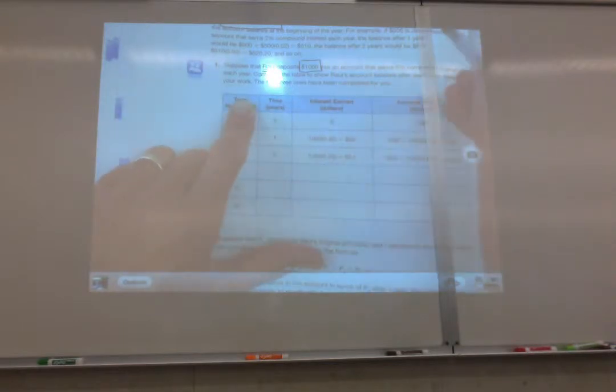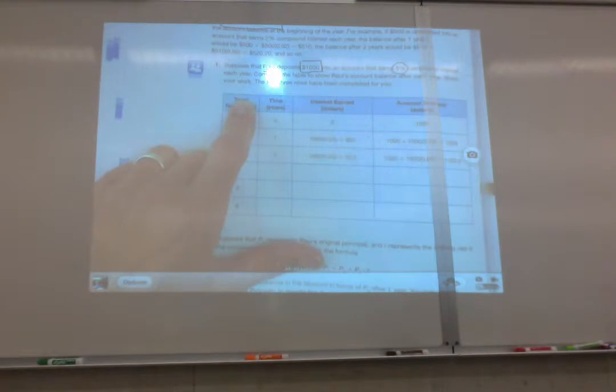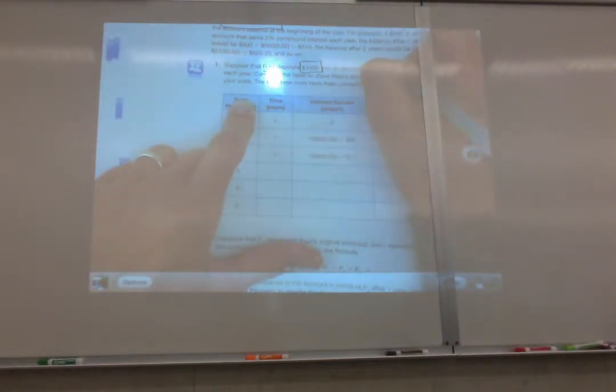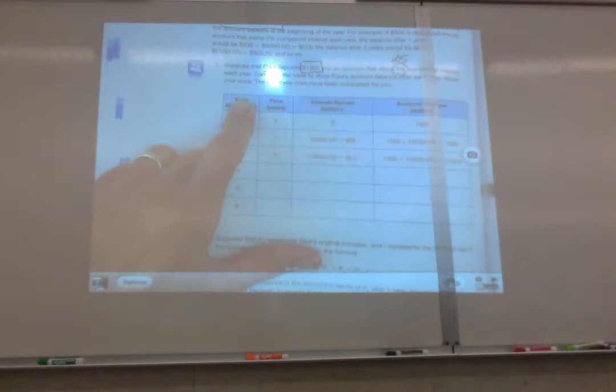We do. Now, the next thing is 5% interest. Okay, we've worked with 5% before. What does 5% look like in decimal form? Thank you, 0.05. Now, what's new?